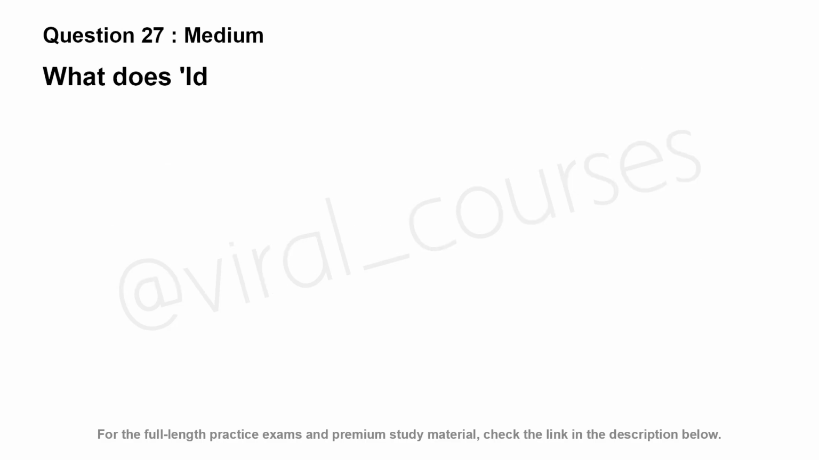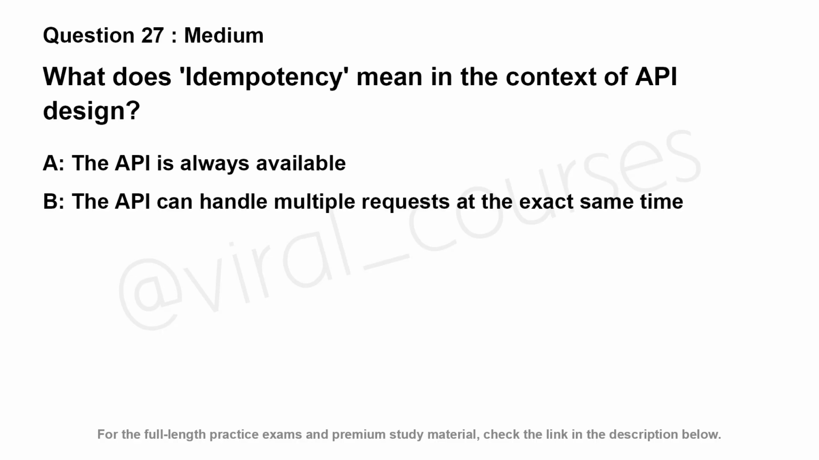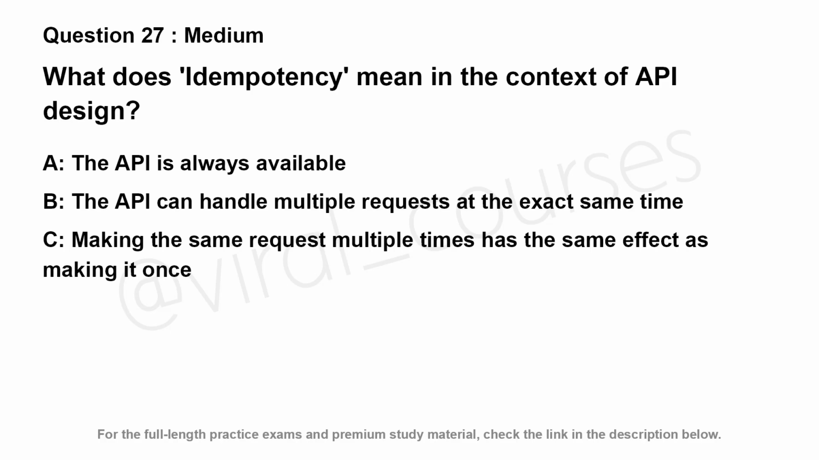What does idempotency mean in the context of API design? Option A. The API is always available. Option B. The API can handle multiple requests at the exact same time. Option C. Making the same request multiple times has the same effect as making it once. Option D. The API response is always encrypted.